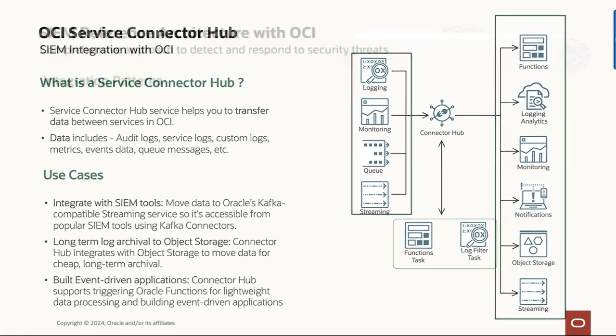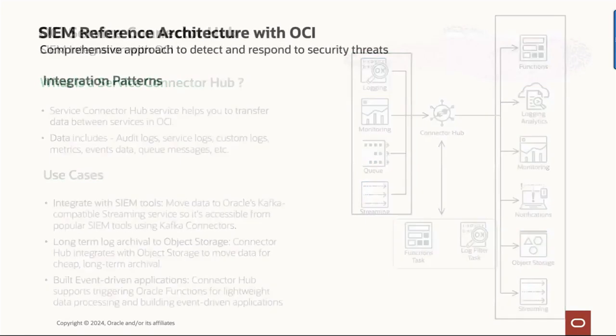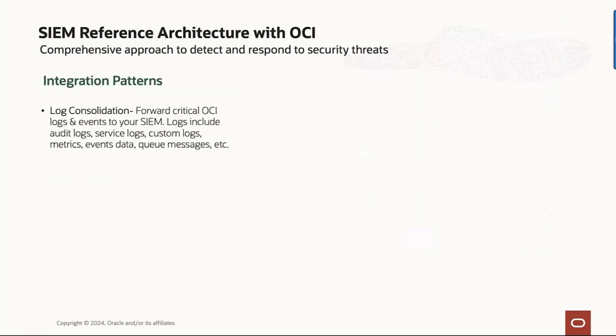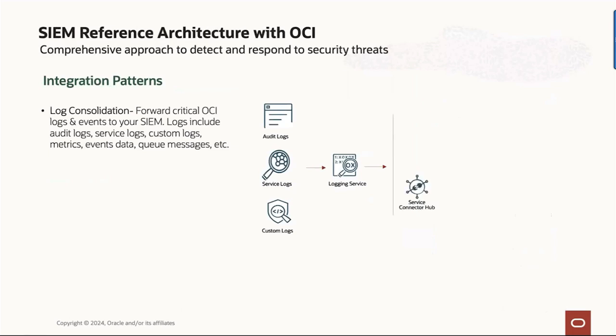So let's see the SIEM reference architecture with OCA. There are several use cases, several integration patterns where you can think of SIEM integration. One, I would like to move all my critical OCA logs and events to my SIEM system, right? So how do I do that? First, you select your audit logs, service logs, custom logs, whatever you want to pull. Those logs are available in the logging service by default, and you create your log groups. From there, you push those log groups to Service Connector Hub.